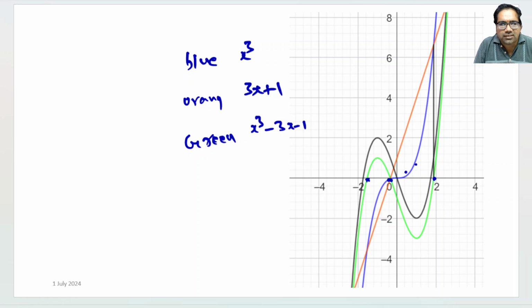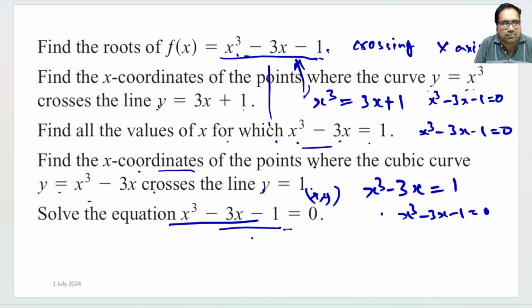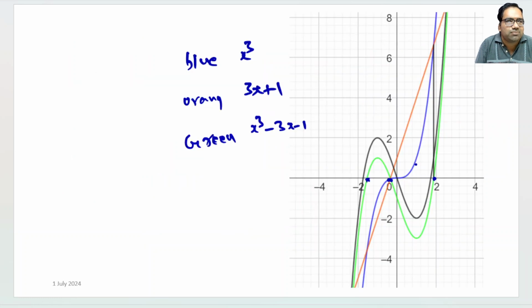Now, that is the first statement. What are the x's for which these are the roots of this equation? That means when it is touching the x-axis. This one is also the same. Find the x coordinates of the point where the curve y equal to x cube is crossing the line y equal to 3x plus 1. Y equal to x cube, that is this point. Right. This blue line is touching this orange line. The orange line is 3x plus 1. This blue line and this orange line, when they are crossing.